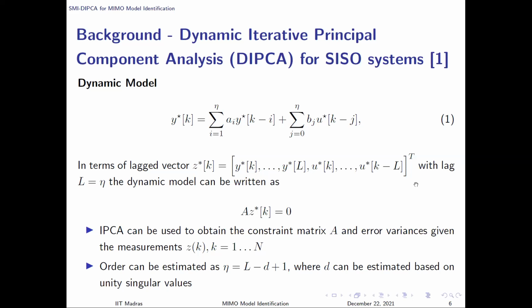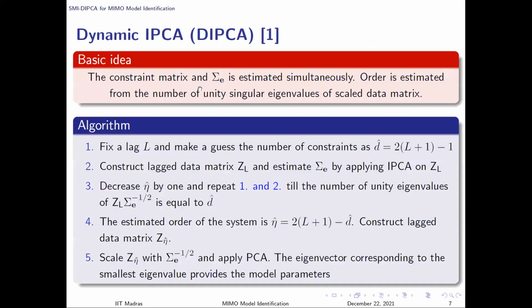We are going to leverage this again, as I said, for the multivariate case. So this is just again summarizing dynamic IPCA. We start by fixing a lag L, which is sufficiently large, definitely larger than the system order. Then we make a guess of the number of constraints. Notice there are 2L plus 2 variables, so one less than the number of variables, that many constraints we assume: 2L plus 1 constraints, literally. That's the highest number of constraints we can possibly get.